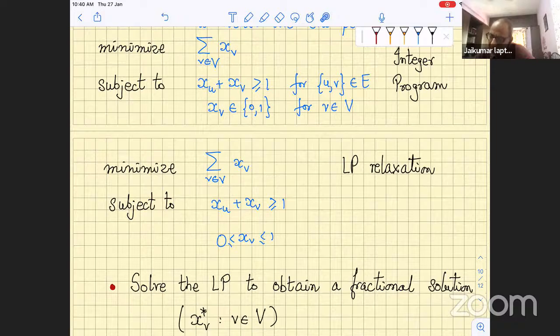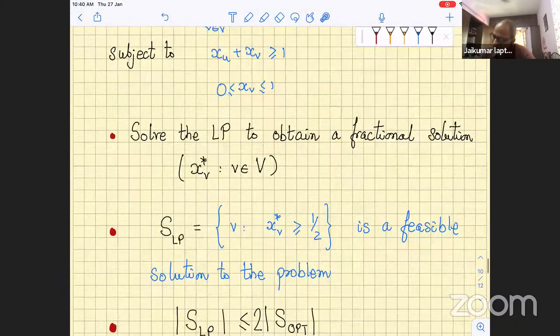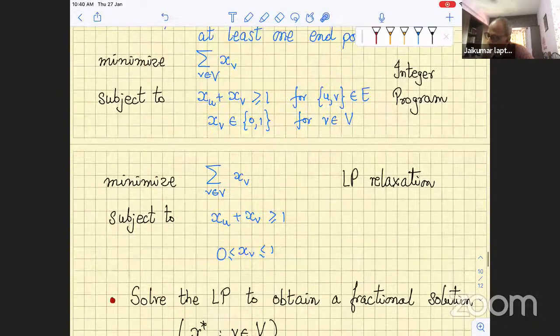So here is the idea. The idea is that you round. How do you round? This is more in line with what I think Saurav said last time. Any value which is at least half, you round it up to 1. So the linear program assigns to each vertex a value. If the value is half or more, you just round it to 1. And if it is below half, you just make it 0.